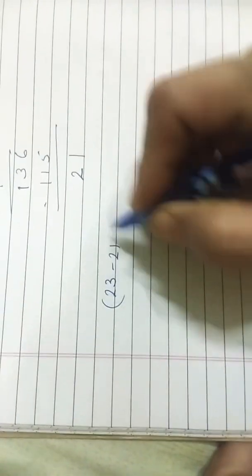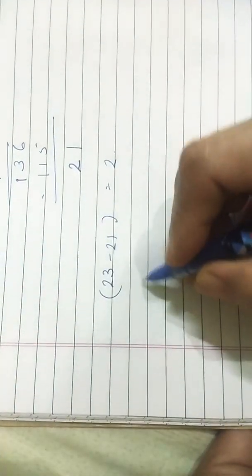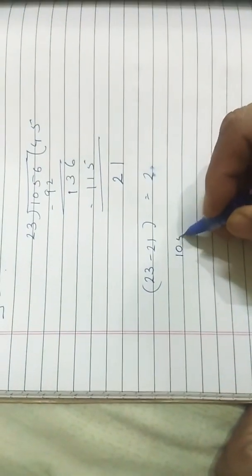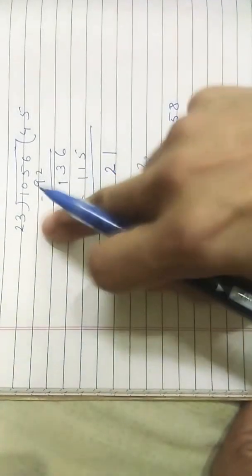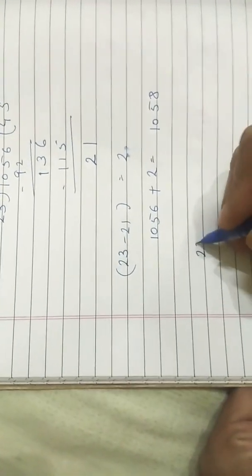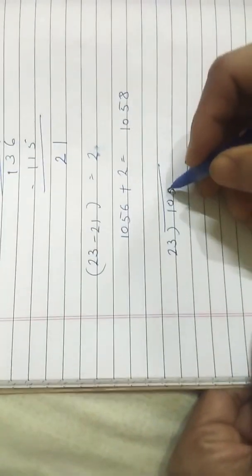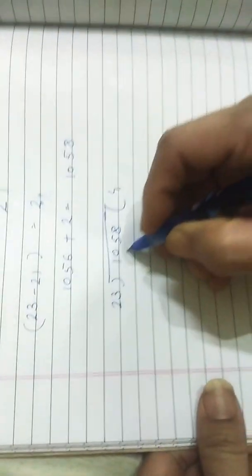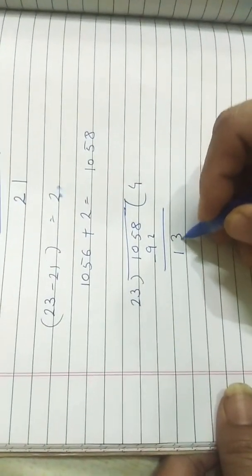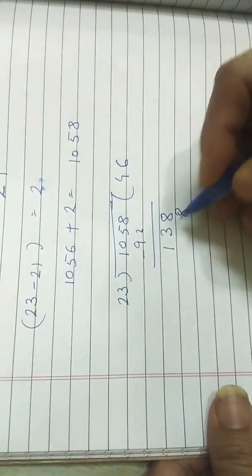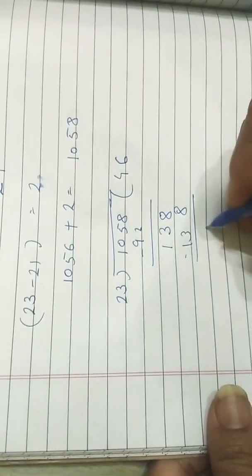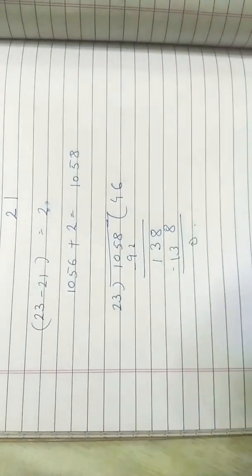It means if we add 2 to the 1056, then this number will be completely divisible by 23. Let's check it. Four ja 92, 138. Now 23 6 ja 138. Now this 1058 is completely divisible by 23, leaving the remainder 0.